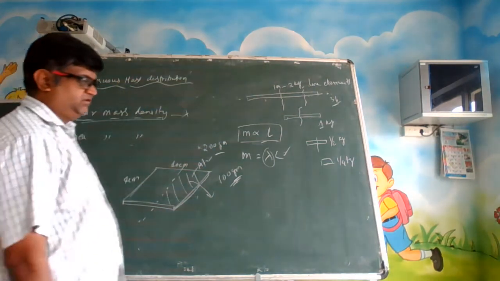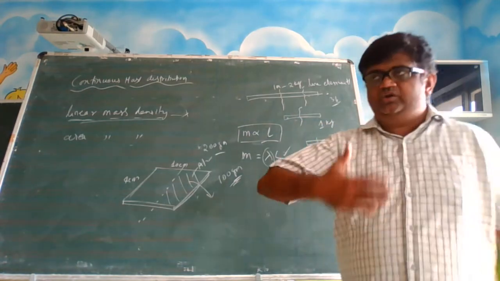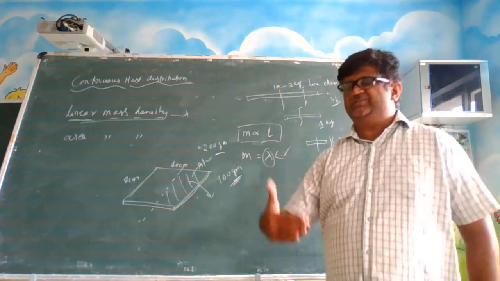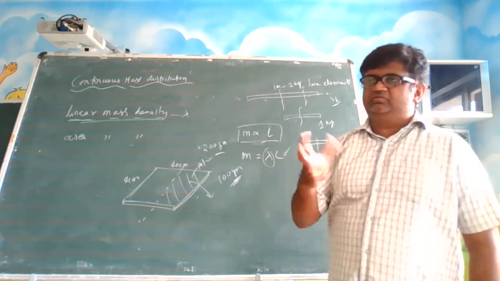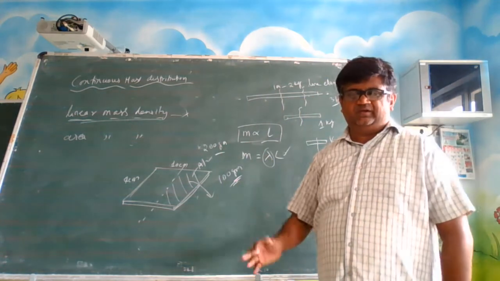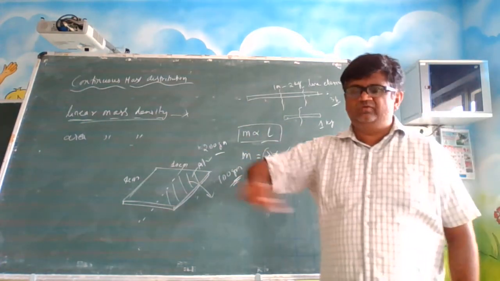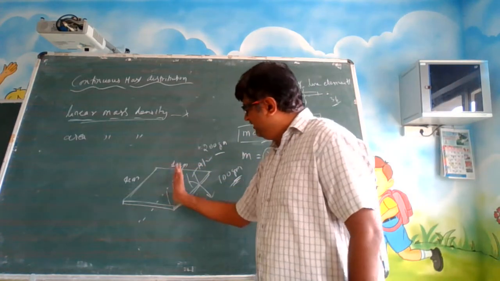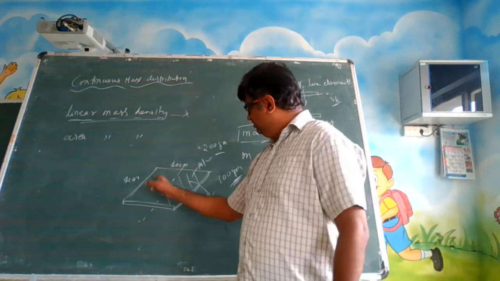Continuous mass distribution. We look for students who are continuously doing well, right from their 5th standard, 8th standard, 10th standard, 12th, engineering, whatever. Not that they didn't study in 5th, 6th, got marks in 8th, became a topper in 10th, and failed in 11th. That is not continuous. Continuous means uniform. Anywhere you take, it is in the same fashion.